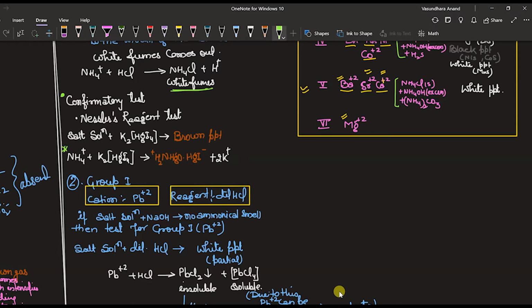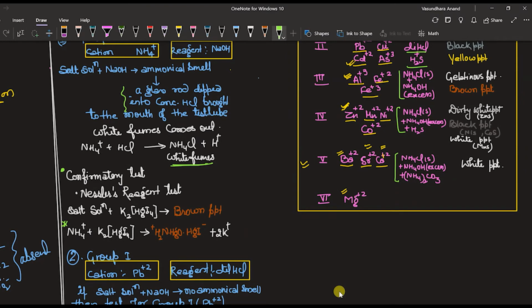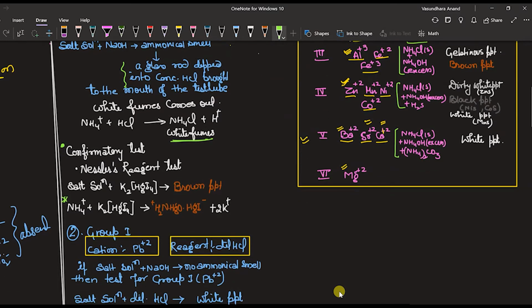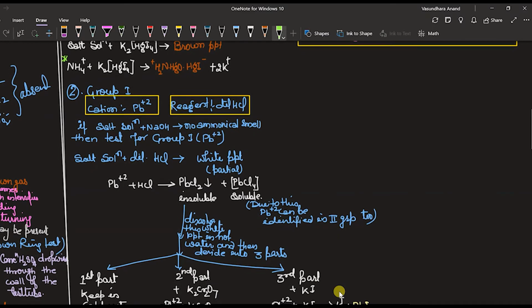So ammonium plus K2HgI4, when we add, it will give you the brown complex. The formula is NH2 plus HgO dot HgI with 2K plus. So if this comes, that means we'll say that ammonium ion is confirmed. But on adding salt solution plus NaOH, we didn't get the ammonical smell, so we did the glass rod test too, and still we didn't get the white fumes. Then group 0 is absent and we have to move on to group 1.